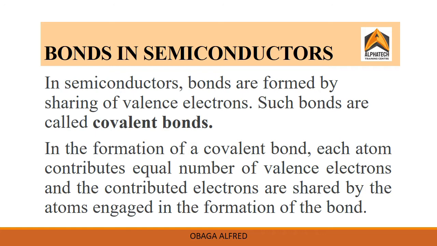So we have two key points which we need to note from that. Number one, the covalent bonds are formed by sharing of valence electrons. And number two, in the formation of a covalent bond, each valence electron of an atom forms a direct bond with the valence electrons of an adjacent atom. That is, for example, atom A and atom B.